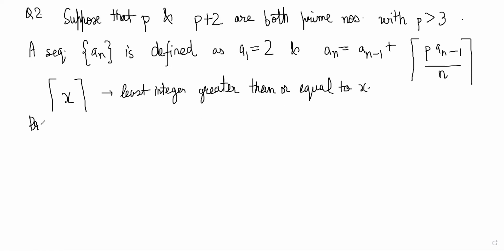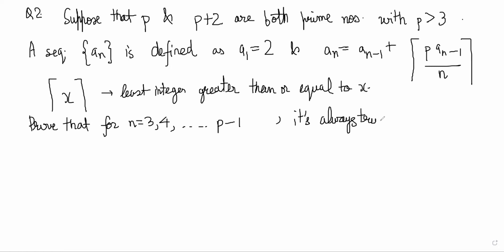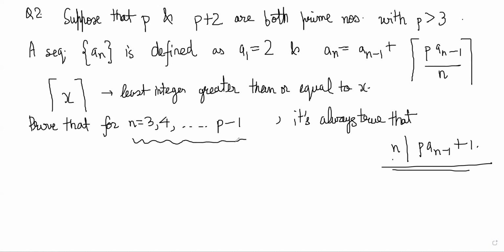We have to prove that for n is equal to 3, 4 till p minus 1, it's always true that n divides p a n minus 1 plus 1. We have to show that n always divides this expression for n is equal to 3 to p minus 1. p and p plus 2 are prime numbers, right?